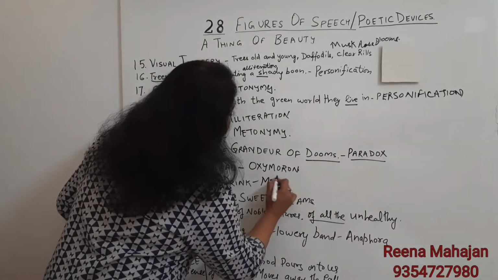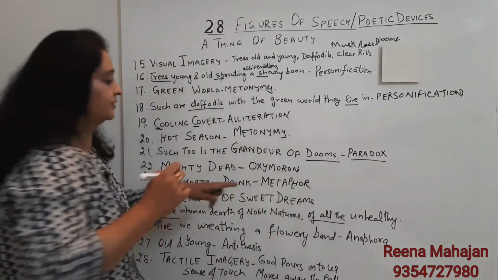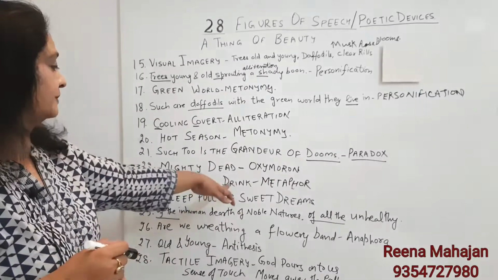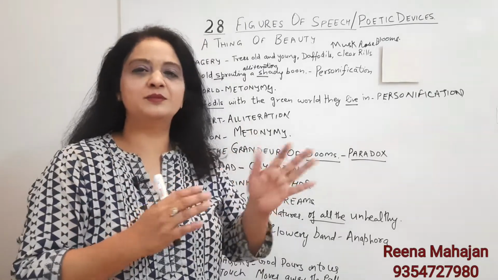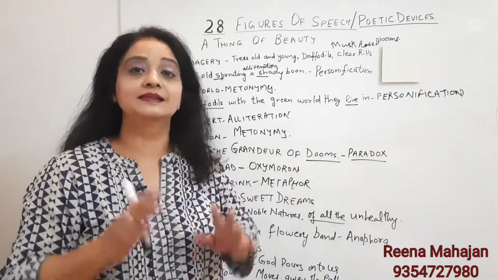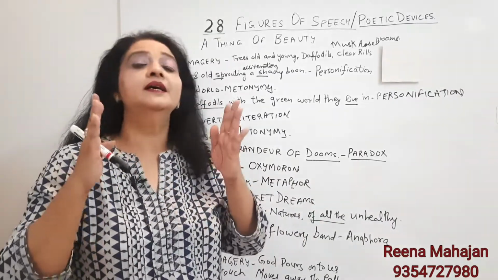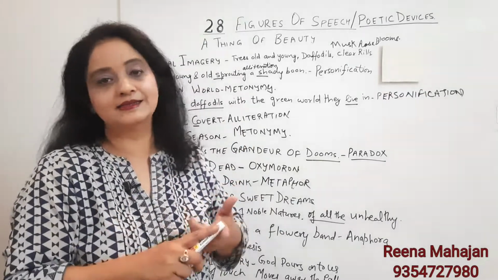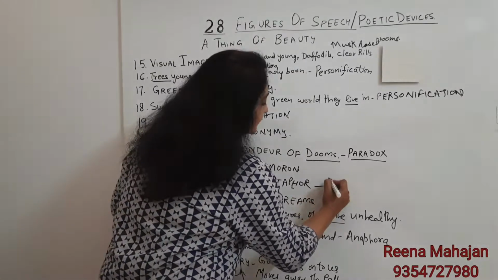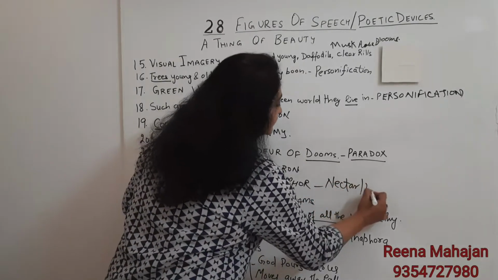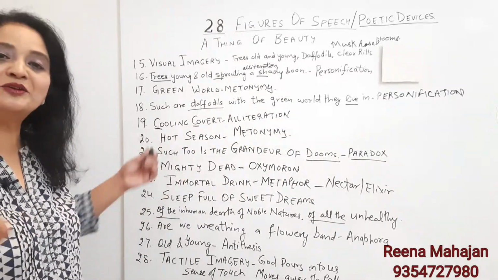Immortal drink is metaphor. Why is it a metaphor? Metaphor means comparing two things which have a little bit of similarity but without like and as. Clear? So what is a metaphor? When we compare two things which have a little similarity but we do not use like and as. Here, immortal drink. Immortal drink means amrit, that means nectar or elixir. And this has been compared to a thing of beauty.